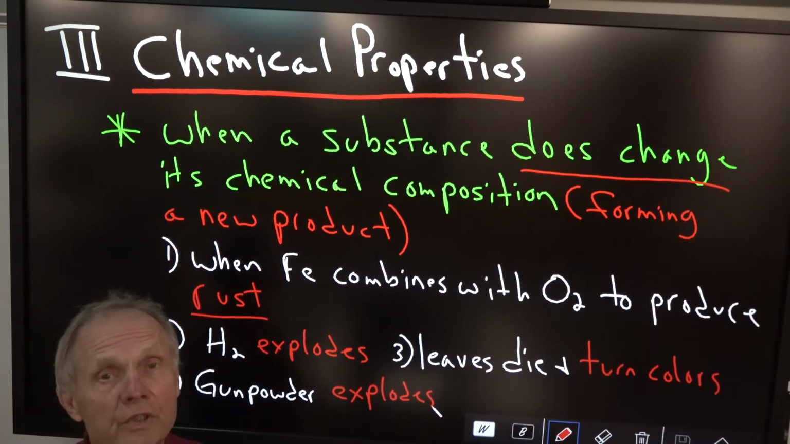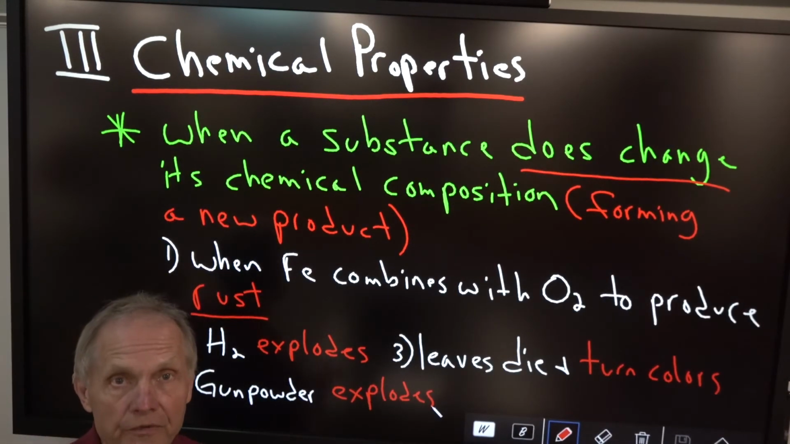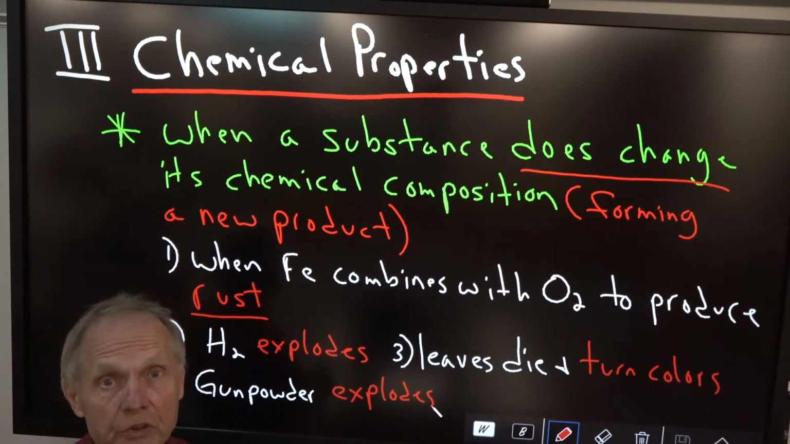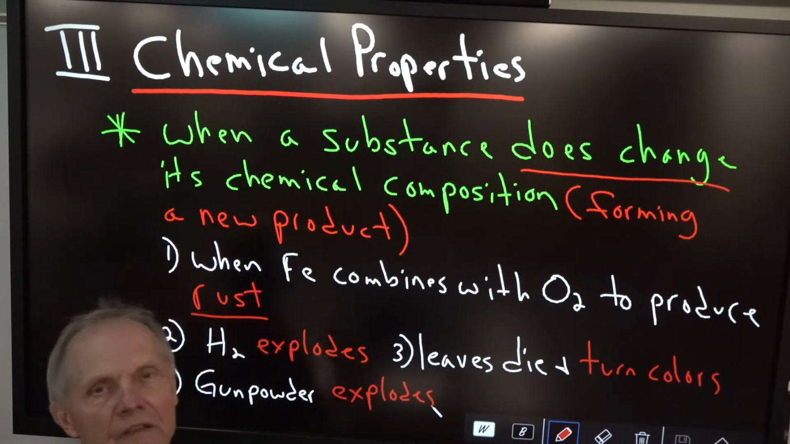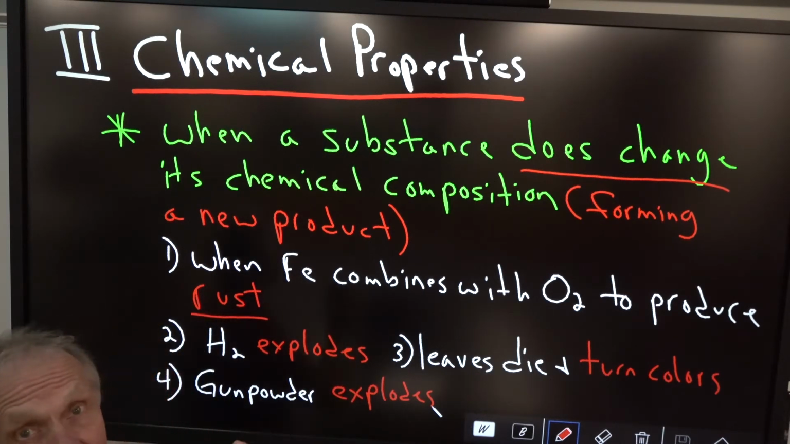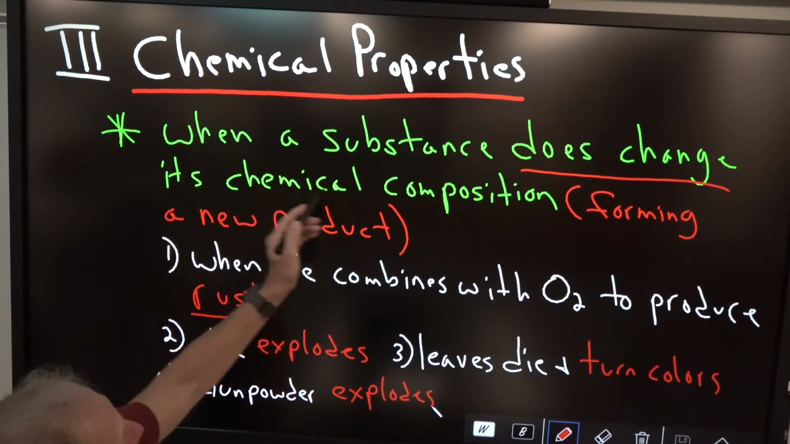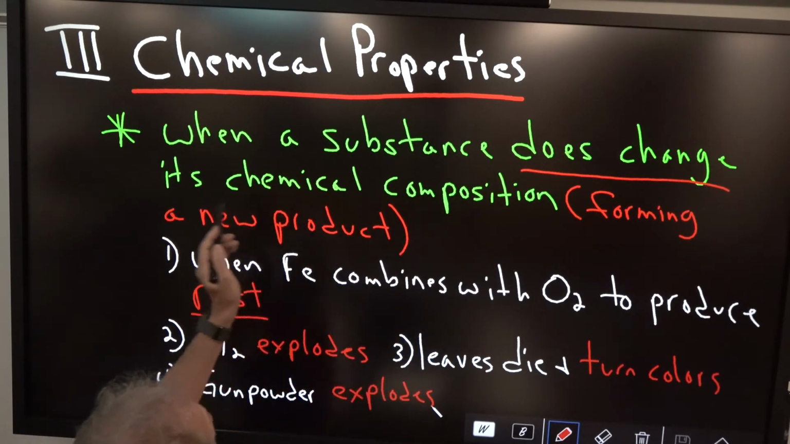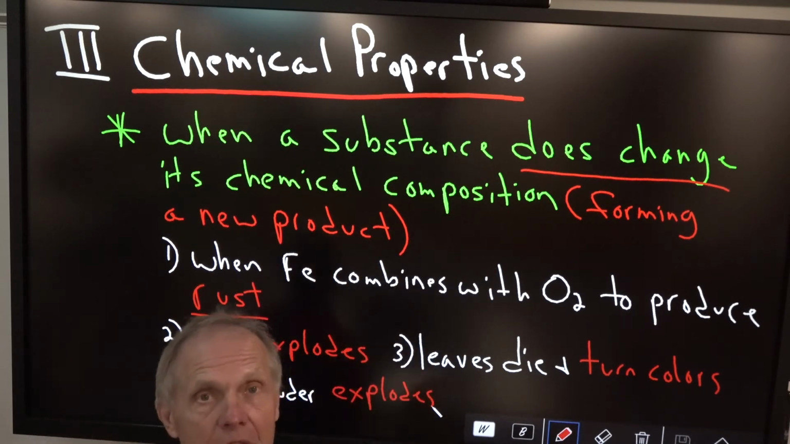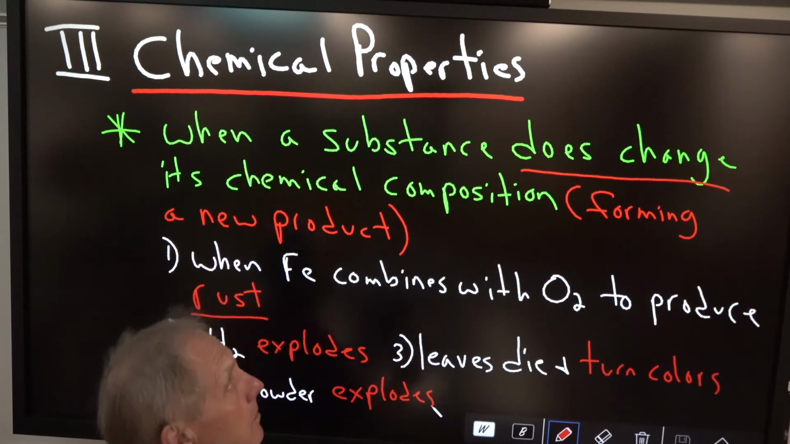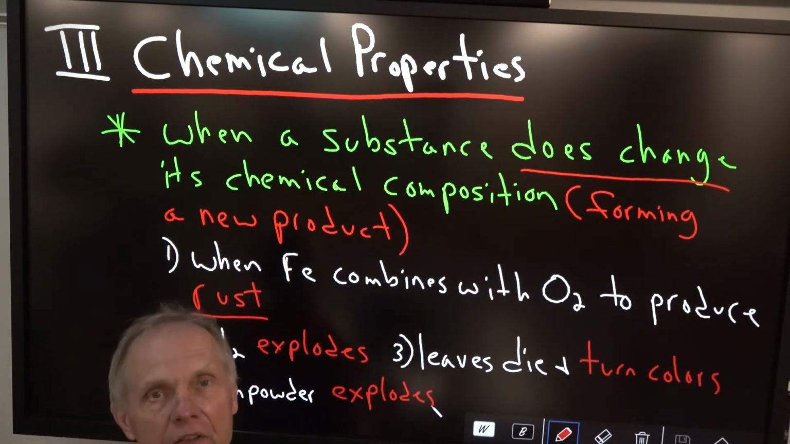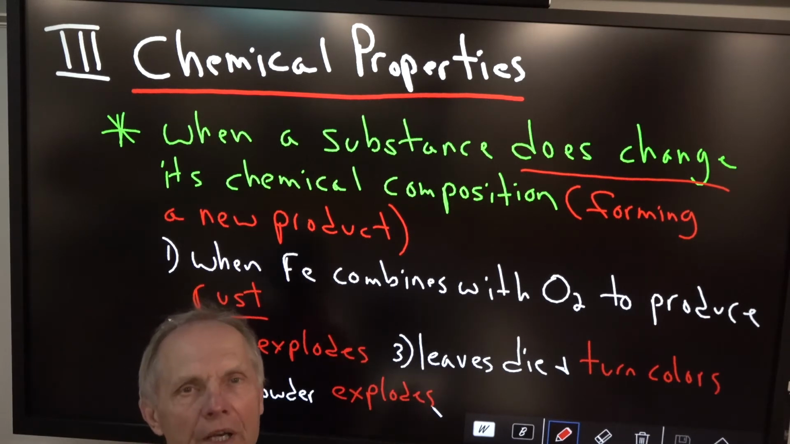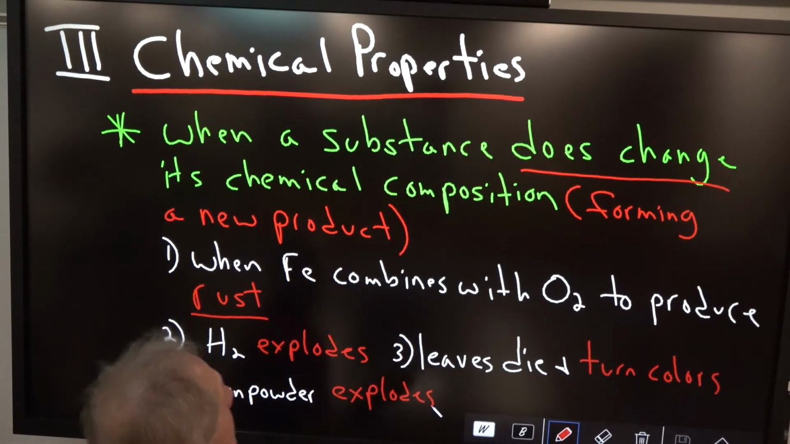So this is Roman numeral 3. We just got done with physical properties and physical changes. This is chemical properties. Totally different than physical, because in chemical, when a substance does change its chemical composition. So in physical, it didn't. But chemical does change and it produces a new product. So here are just a couple of the ways for chemical properties.